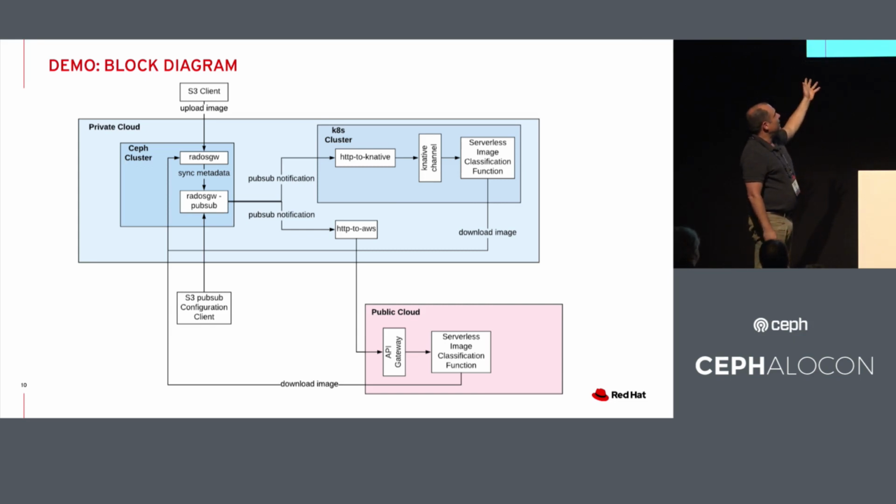What do we have in the Ceph cluster? We have two Redis gateways. One is the main zone where you get the images to. The other one is this specialized PubSub zone that is used for the PubSub notifications.